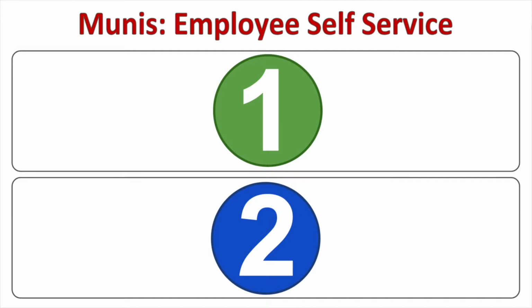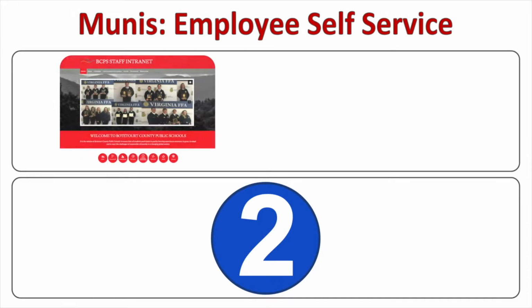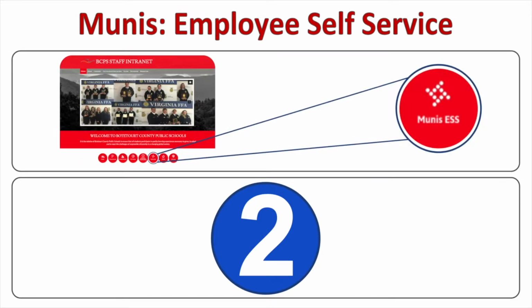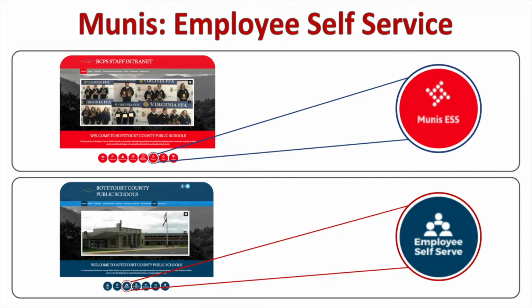One of the services that you will be using throughout your time as an employee is Munis, the Employee Self-Service Portal. There are two simple ways to access this service. The first is by going to the staff intranet and clicking on the Munis ESS link at the bottom of the page. You can also access this service from the main division site by clicking on the Employee Self-Serve link towards the bottom of the page.